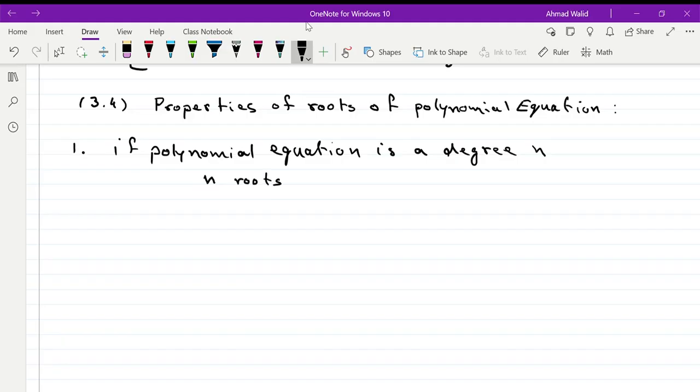What does it mean? For example, x squared plus 5x minus 7 equals 0. It's a polynomial equation, correct? It's quadratic, but in general, the general name is polynomial equation. Here your n is 2, the highest degree is 2. And you already solved quadratic equations, and you saw that you end up with two solutions or two roots, correct?